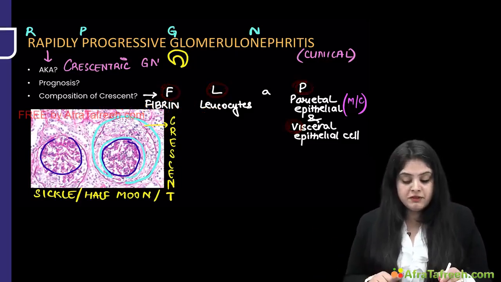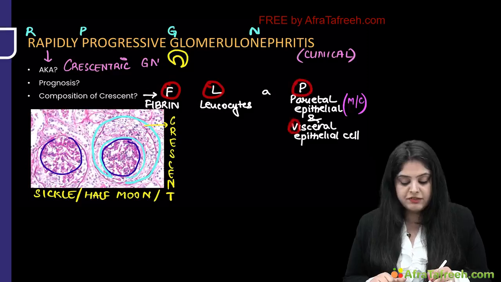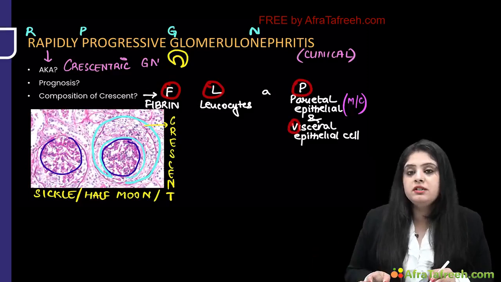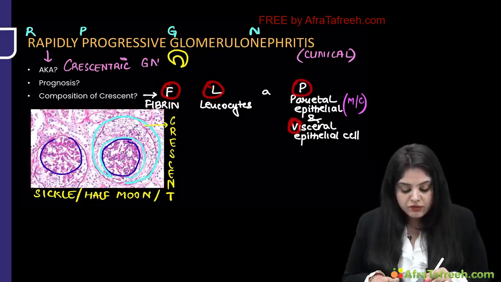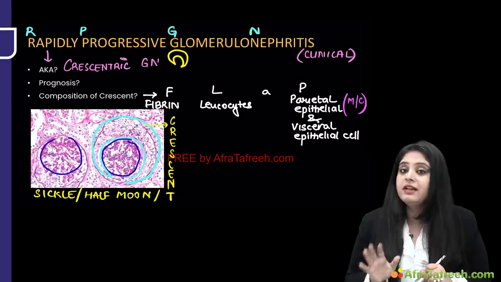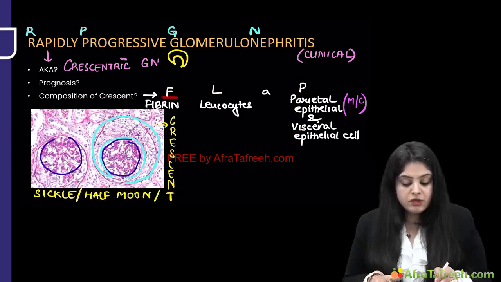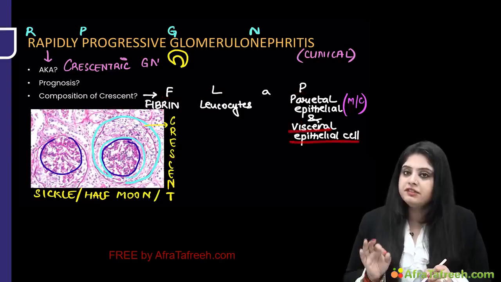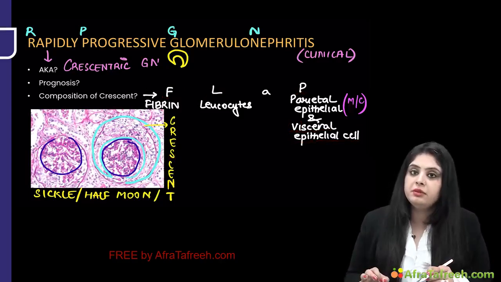But if I say options are fibrin, leukocytes, parietal and visceral, and I say which of them is least likely to be found in a crescent, least likely is obviously going to be the visceral epithelial. The visceral will be the least likely. So that is how questions will come. So you learn your basic mnemonic FLAP. These are the main things. But now the update says that visceral epithelial cells can also be present.